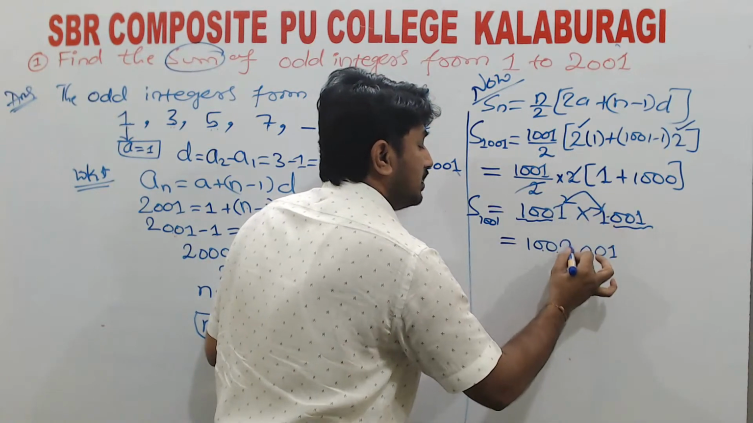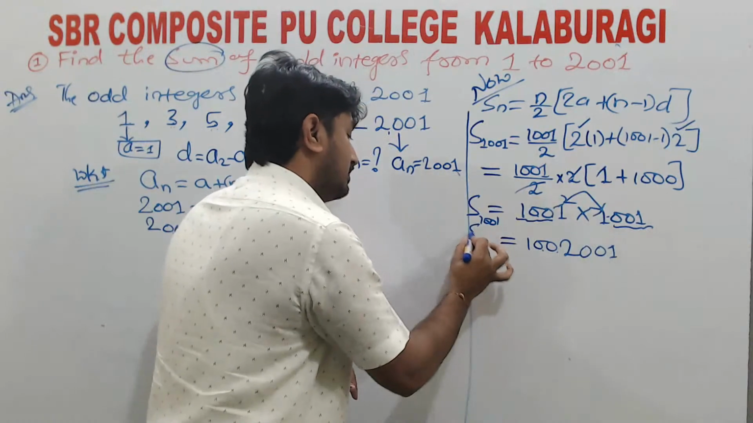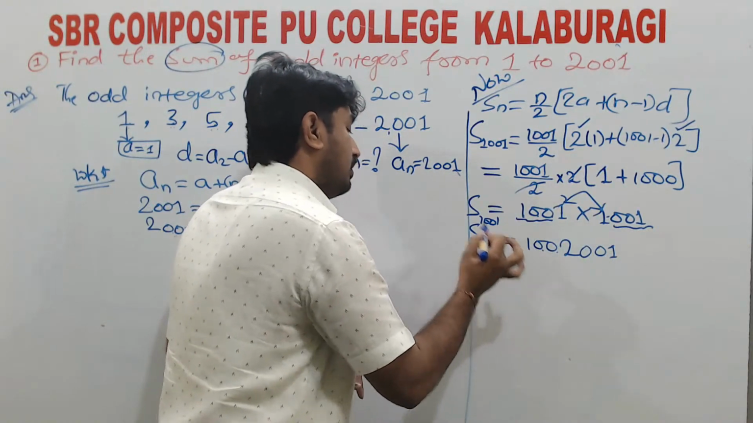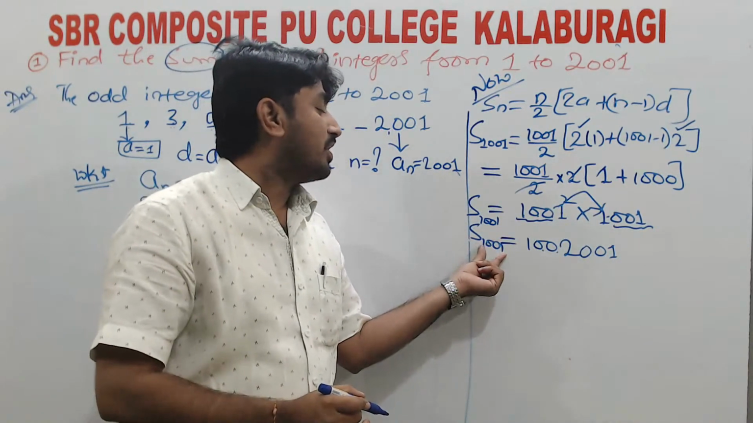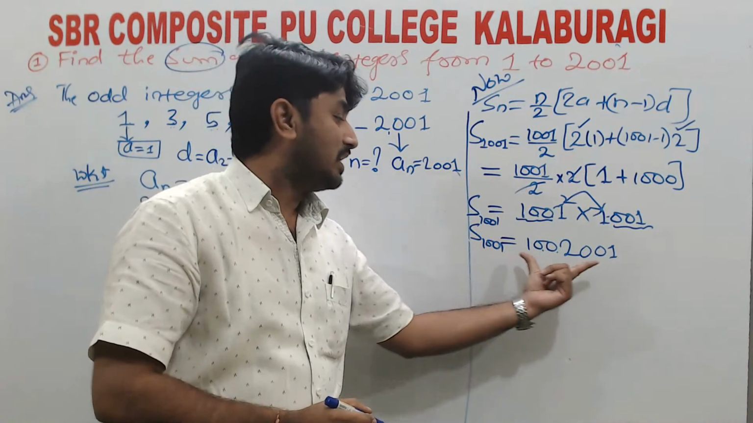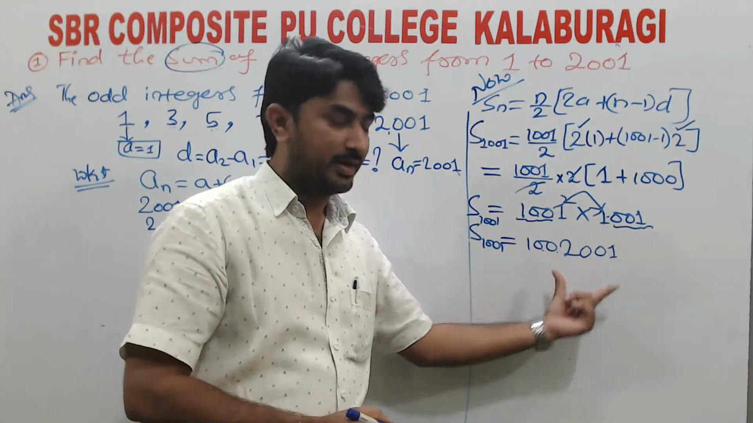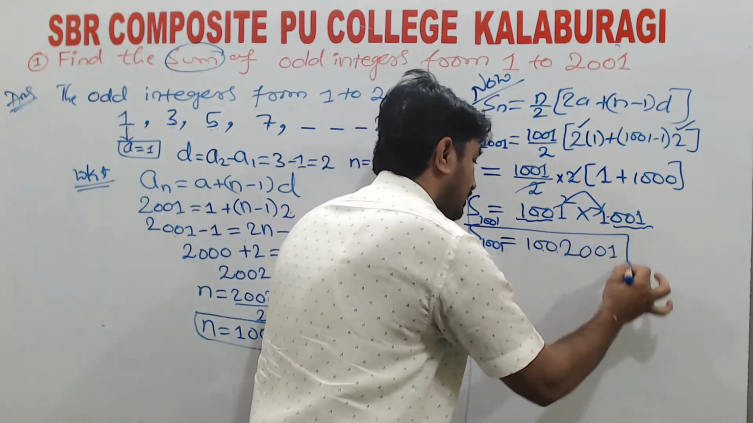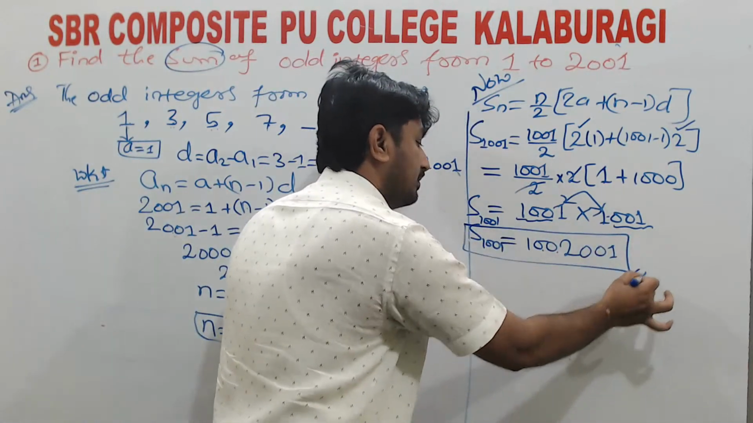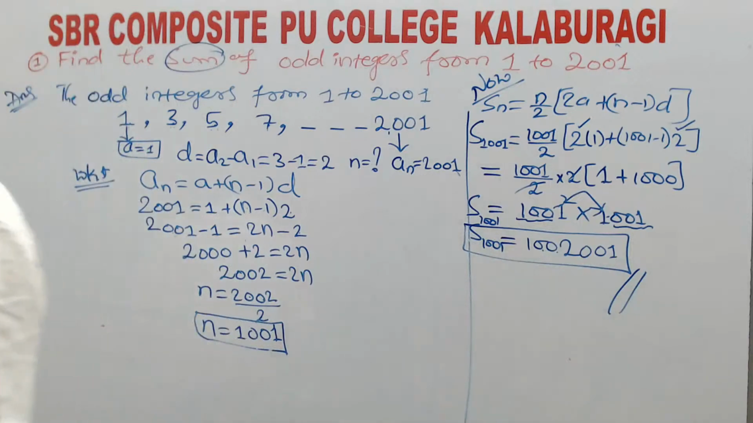It means the sum of the 1001 odd integers is 1002001. It is the required result.